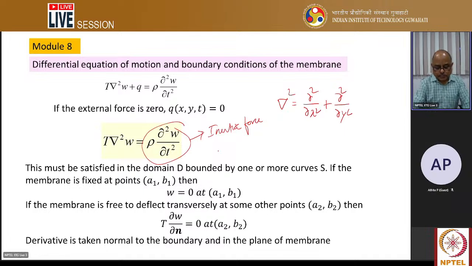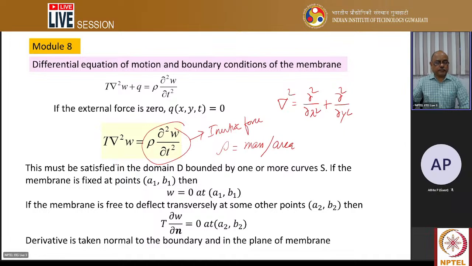Inertia force, rho is the mass per unit length. Not per unit length, per unit area. For a membrane, because it is a two-dimensional element, so we are specifying all these parameters on per unit area basis.